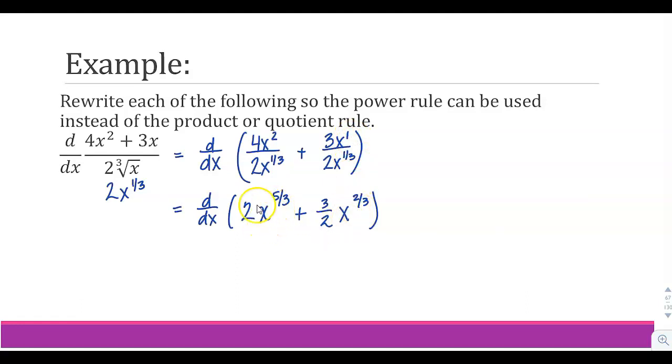So now, the power rule works for each of these individual terms. So the power rule says here, I'm going to go ahead and multiply the exponent 5/3 times the coefficient in front, so bring it to the front and multiply. I have 10/3 x to the 2/3. I'm subtracting 1 from the exponent, subtracting 3 over 3. Notice I dropped the d dx because I'm taking the derivative already in this step with respect to x. Plus, here, if I multiply 3/2 times 2/3, I actually just get 1. So I'd have 1x to the negative 1/3.